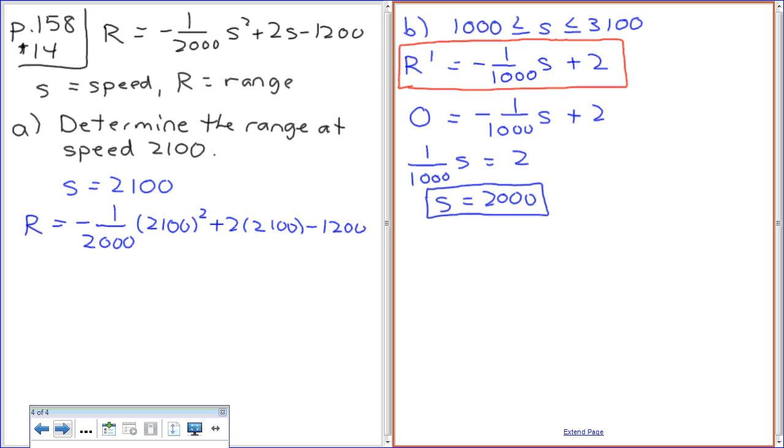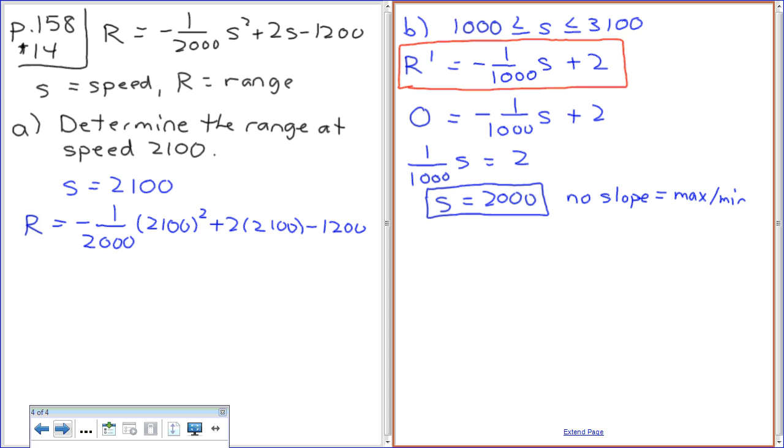That you don't need the limit of 3100 because you can't go above 2000. Yes, but more than that though. When S is 2000, what does that mean? When S is 2000, R prime is 0. What does R prime equal 0 mean? Yeah, so we have no slope here, which equals max or min, right? It's either going to be at the top, the highest, or the lowest revolution or range at this point, okay?